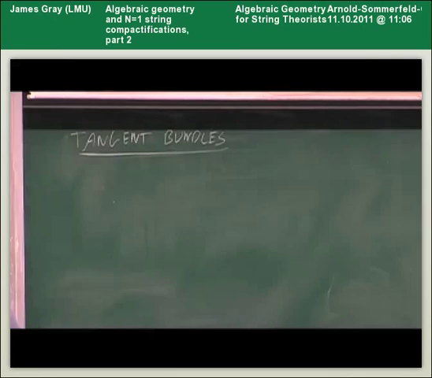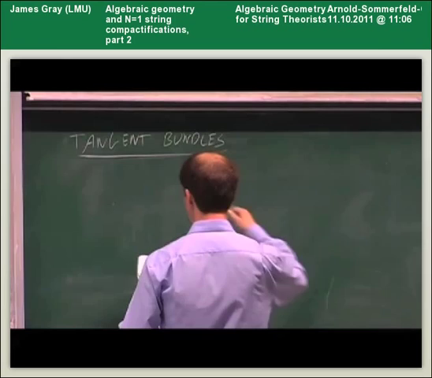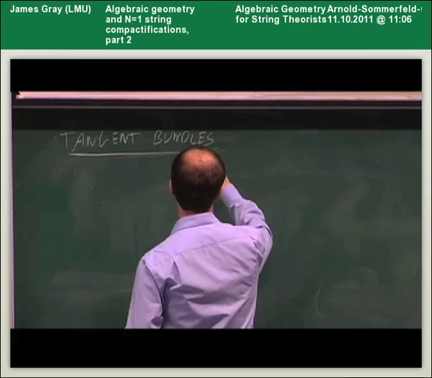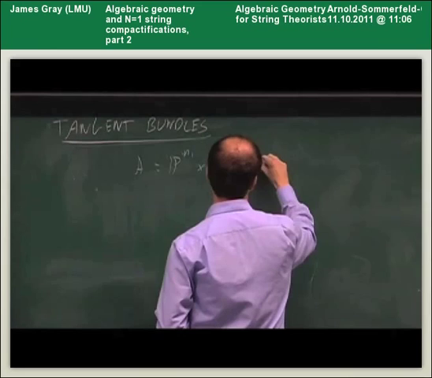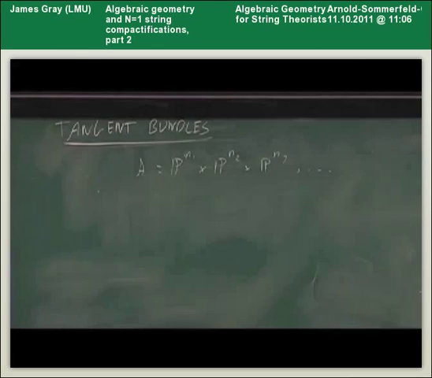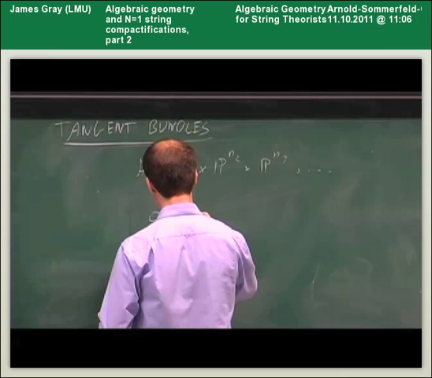This formula will change depending on what manifold you're looking at, what type of construction you're looking at. But for us, for a product of Pn's, so if we have an ambient space which is Pn1 times Pn2 times Pn3, and so on, then there's a short exact sequence, as always, that describes the ambient space tangent bundle. It's the trivial bundle to the number of P's.